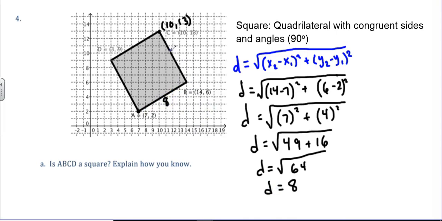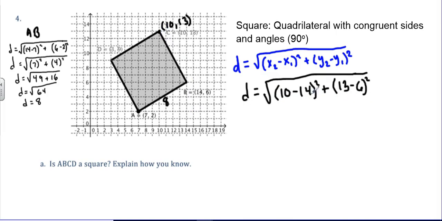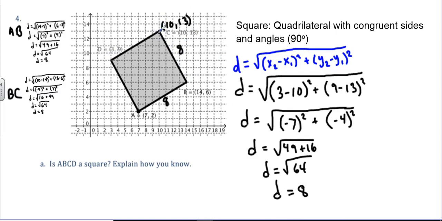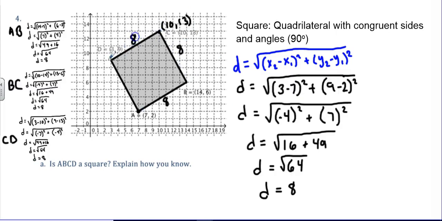Now I'm going to calculate the length of BC to see if it's the same. After substituting in the values, I'll simplify what's inside the parentheses, square what's in each set of parentheses, add, then take the square root. This means that the length of BC is also 8. Let's check CD. So I know that the side length CD is 8. So the length of DA is also 8. So all I've done so far is prove that this quadrilateral is a rhombus.